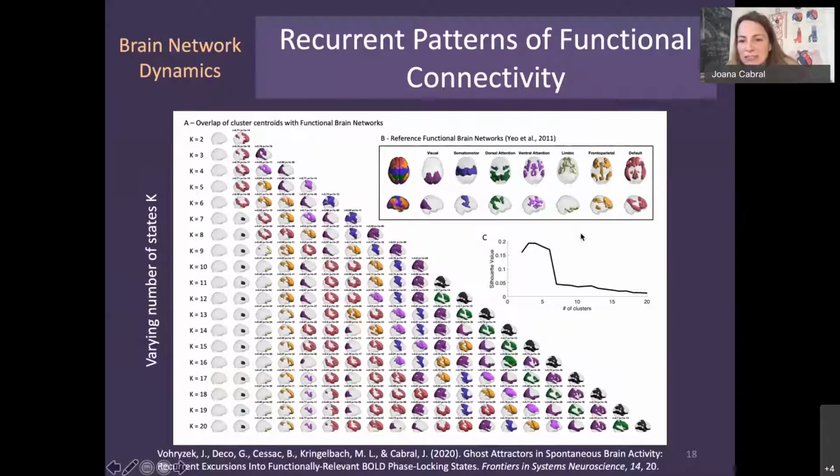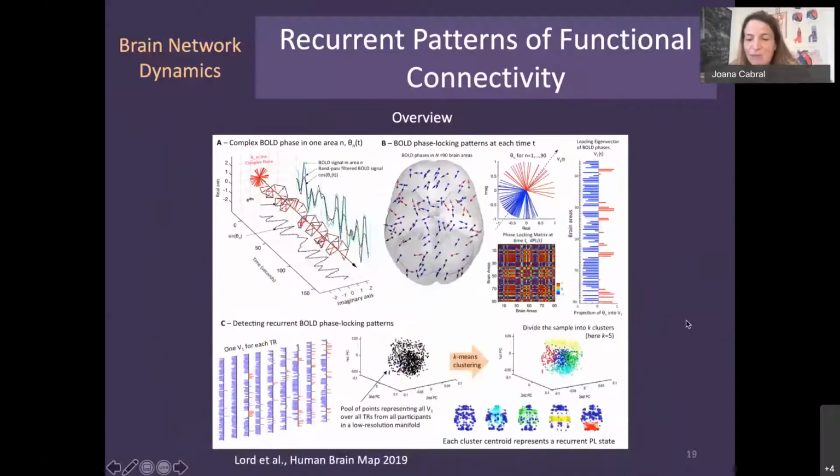We also calculated the silhouette value to see how well the system can be described by this partition. And we find indeed that in the brain, at least at this macroscopic level, using 3, 4, 5, 6 network states is optimal to represent whole brain activity at the large scale. Of course, what is interesting is that as we increase K, we find more fine-grained network configuration.